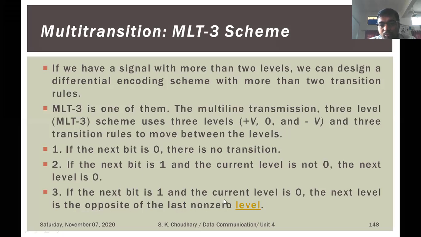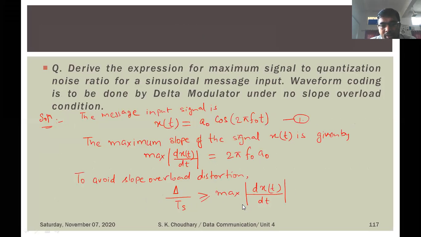Now we come to one more problem that I left out in the past. We will discuss this and then shift to unit number 5. This question I have given to you: derive the expression for the maximum signal to quantization noise ratio for a sinusoidal message input, with waveform coding done by the delta modulator under the no slope overload condition. You have to define the no slope overload condition and find the signal to noise ratio.